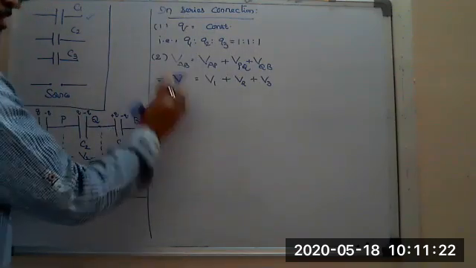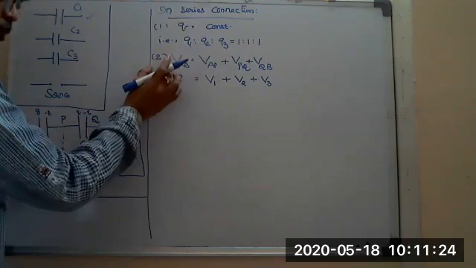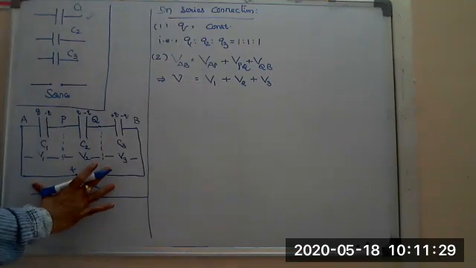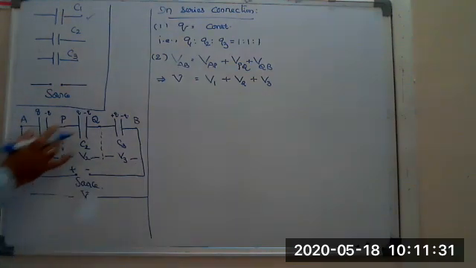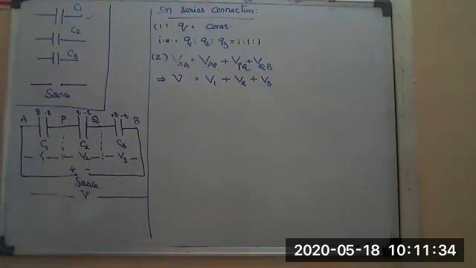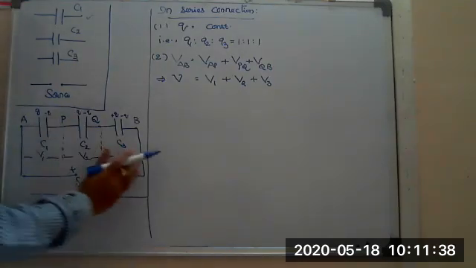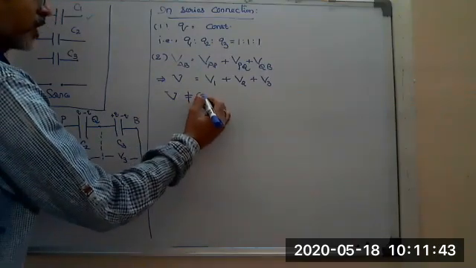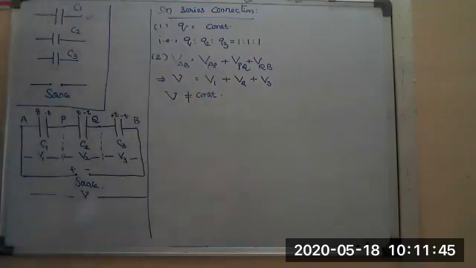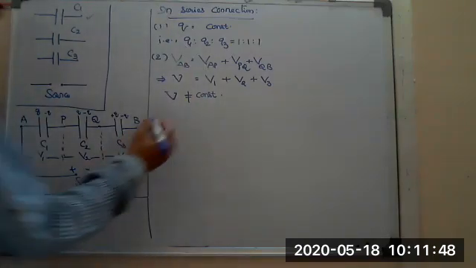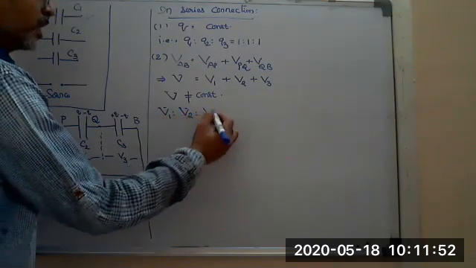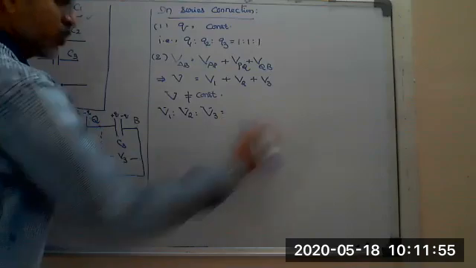Look at here, in the series grouping, the potential difference whatever you are giving from the source is not the same in all the three capacitors. Not the same means we have to split it. So here we can write V is not constant in series group. If it is not constant, you can't write V1 is to V2 is to V3 equals 1:1:1.